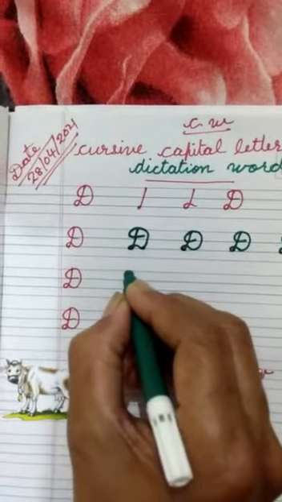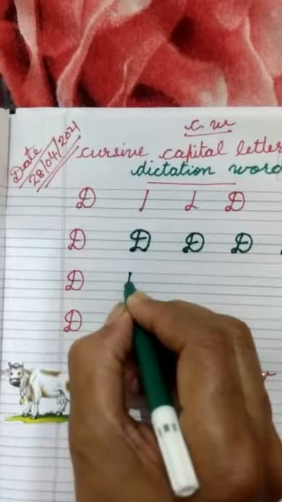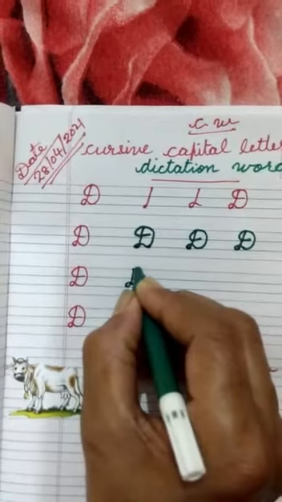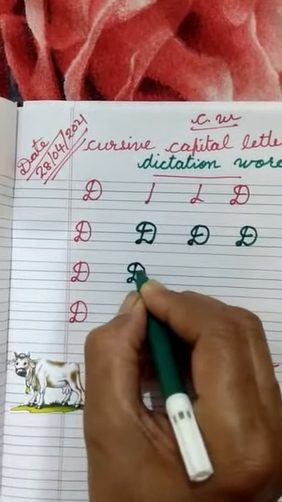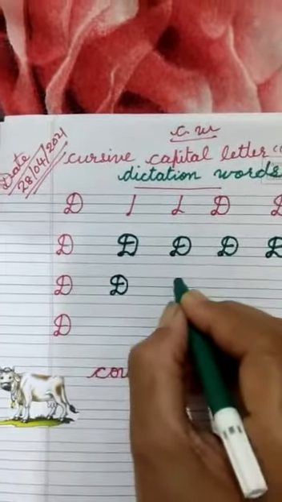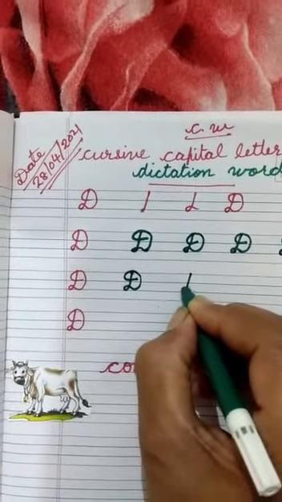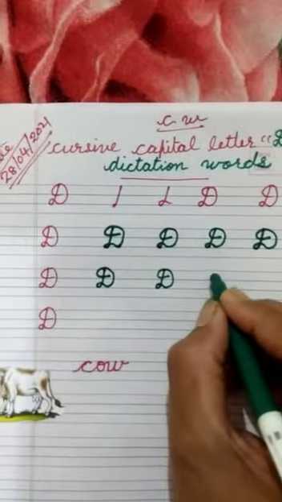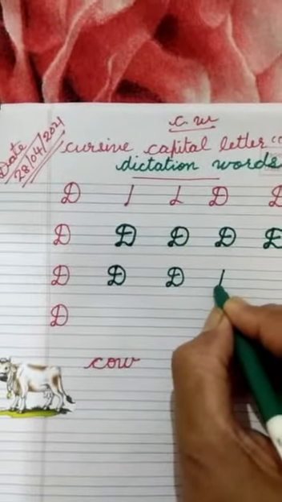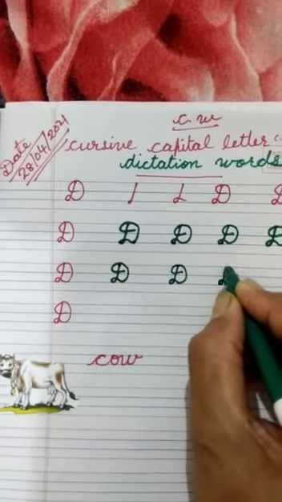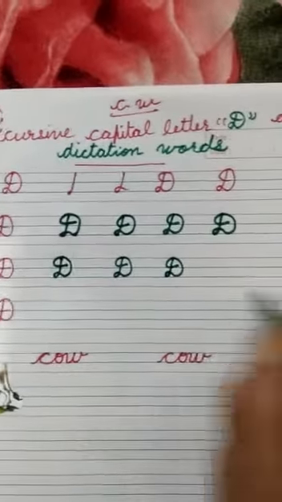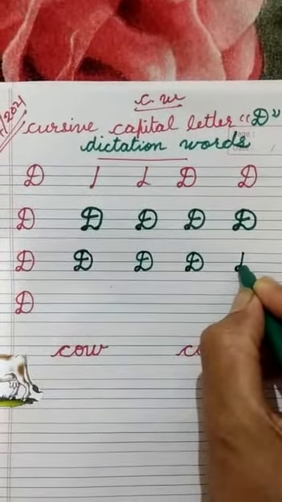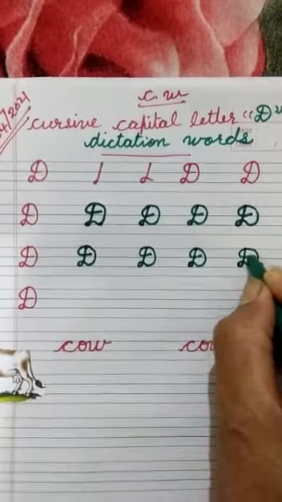Keep your pencil on the first line. Draw a standing line with a small circle and draw a big curve. Take it to the second line and turn inside. First step, second step and third step. D, D for dog. First step, second step and third step. D for duck. First step, second step, and third step. D.